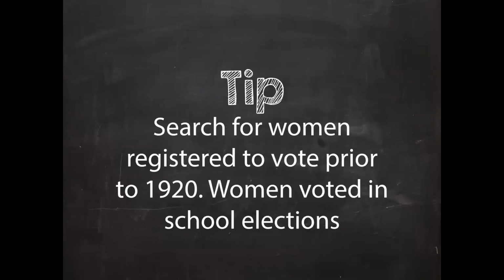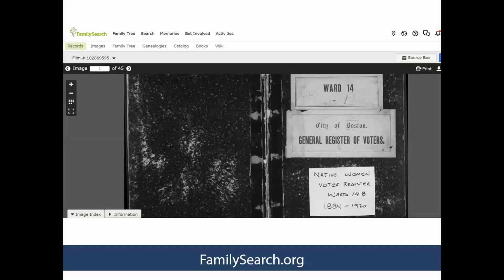Now, another tip to keep in mind, and this is something a lot of people may not realize, is that even though the 19th Amendment was passed in 1920, women still could vote in local elections, especially school elections. So very often you want to make sure you're looking for women prior to 1920 as well, as they may be registered to vote in those school elections, as they might have a very vested interest in why they're participating in that. So within the different collections that you might find, there might be separate women voter registers that are done by ward that you could find in the different collections on FamilySearch, in this case for Boston.